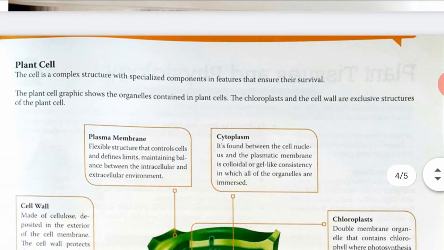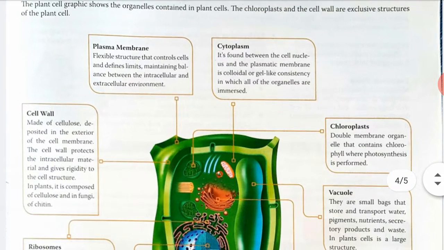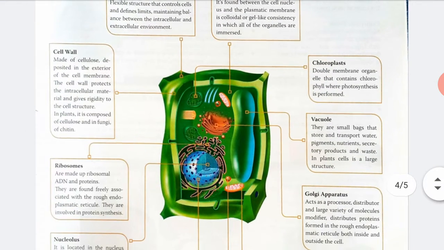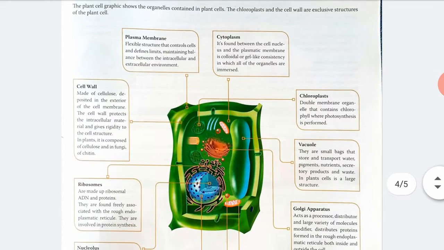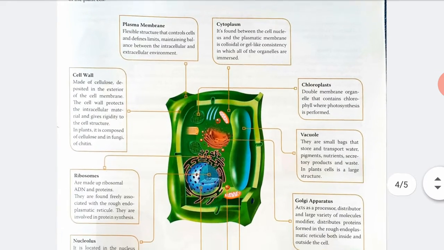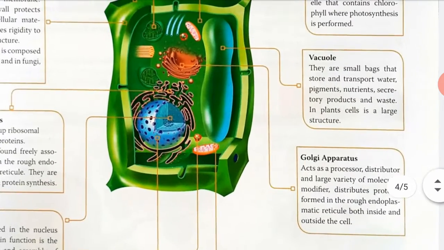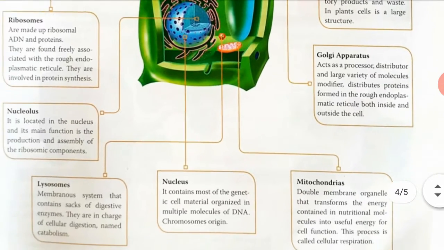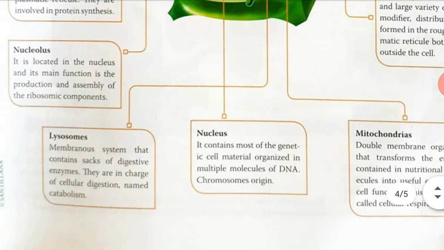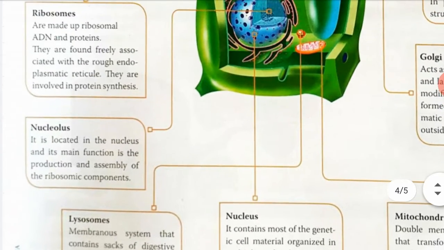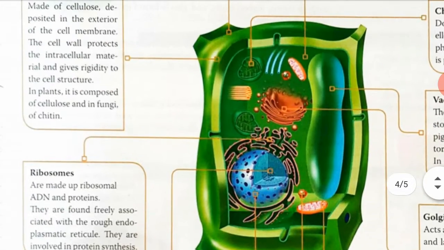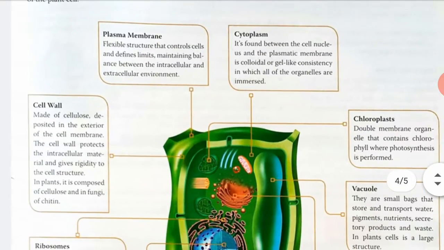The plant cell is a complex structure that has specialized components. Those components are called organelles. The organelles are all this that you can see in your book: the plasma membrane, cytoplasm, chloroplasts, vacuole, Golgi apparatus, the mitochondria, the nucleus, lysosomes, nucleolus, ribosomes, cell wall.